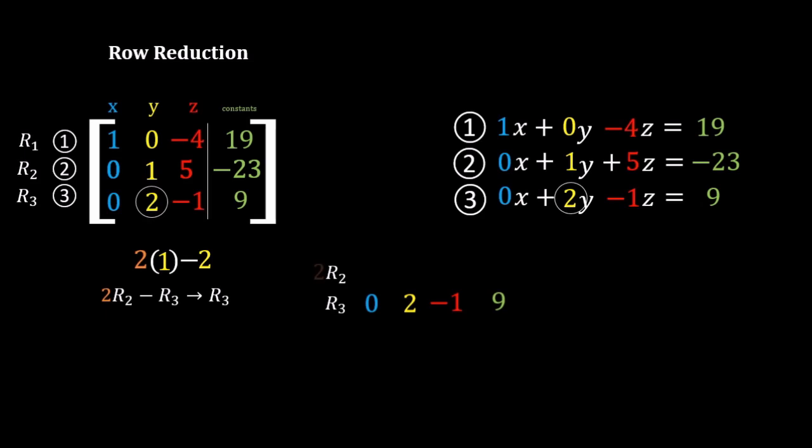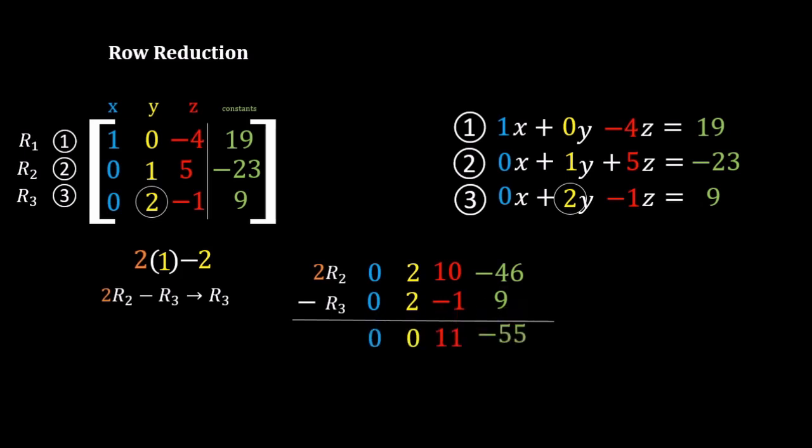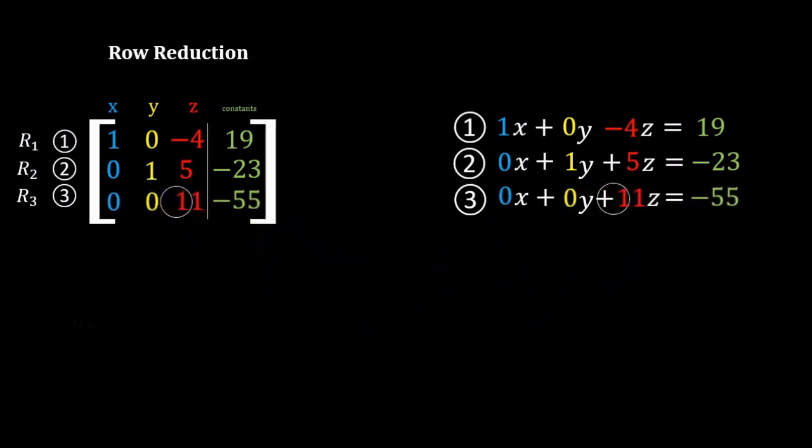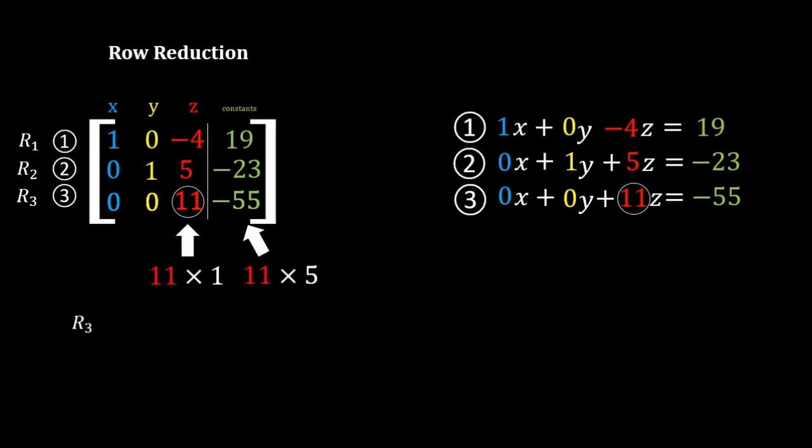Multiplying row 2 by 2 gets us 0, 2, 10, negative 46. Subtracting row 3 then results in the row 0, 0, 11, negative 55. We are now done column 2 and can begin column 3. We want row 3, column 3 to become 1. Notice that 11 and negative 55 are both multiples of 11, so we can divide row 3 by 11, which will just so happen to give us 1.